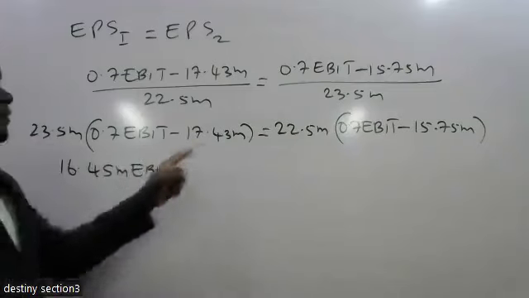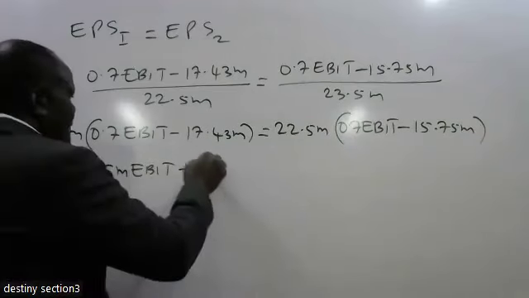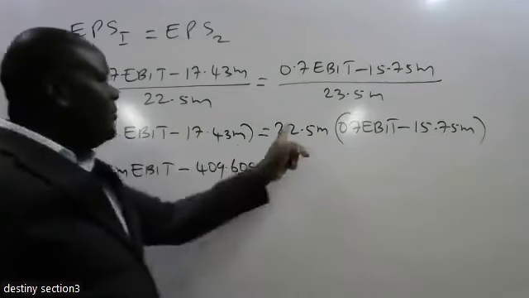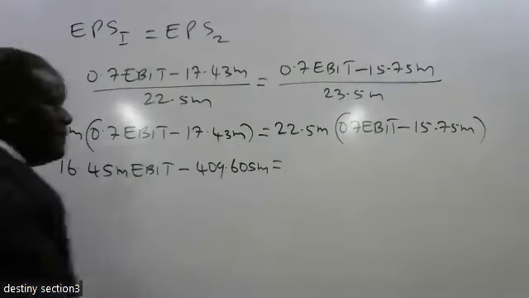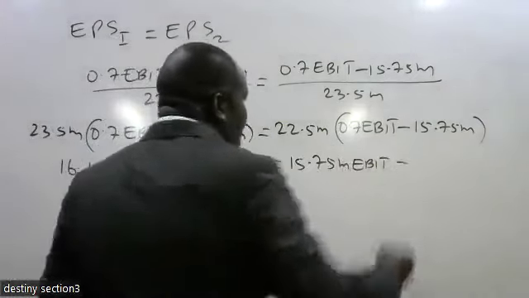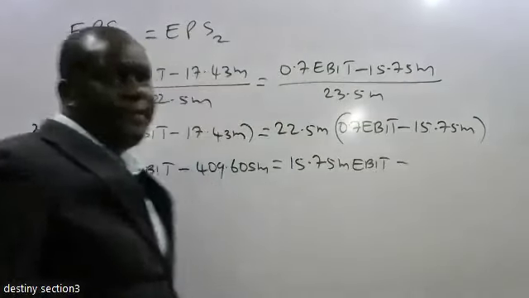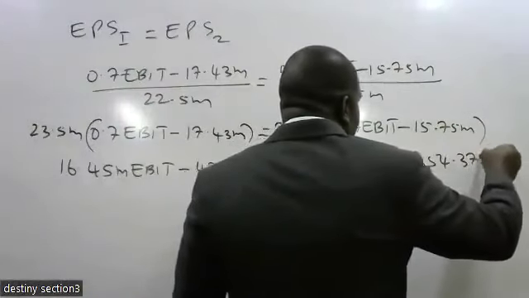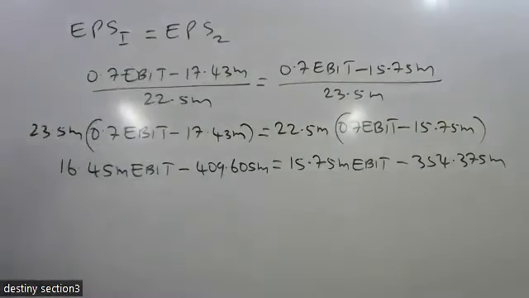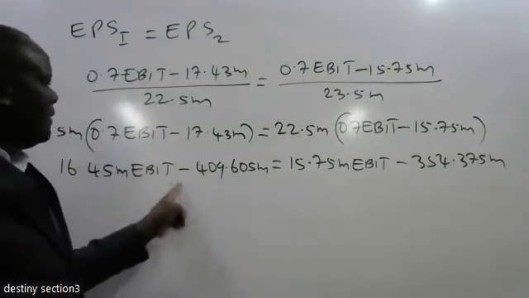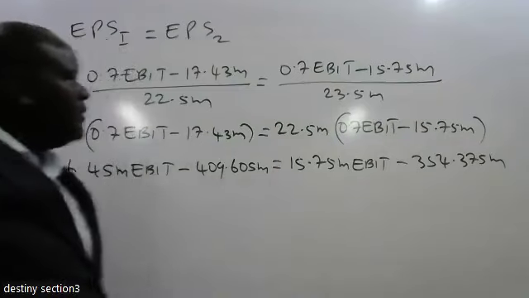You also multiply this by this, which is supposed to give us 409.605. So then also multiply this by this, 15.75 million earnings before interest and tax. You also multiply this by that, 354.37. So we want now to collect the like terms. So this one crosses to the same side, then this one will also go cross to the other side.